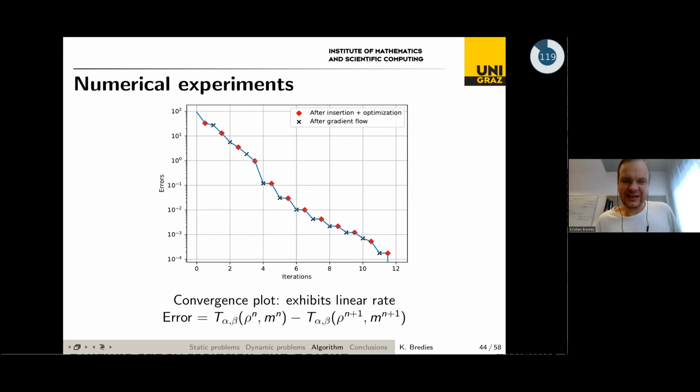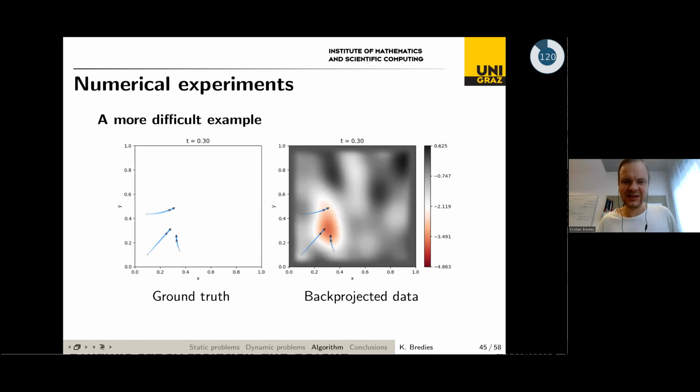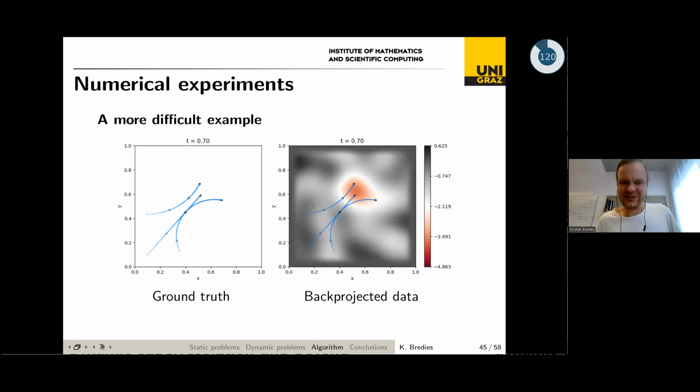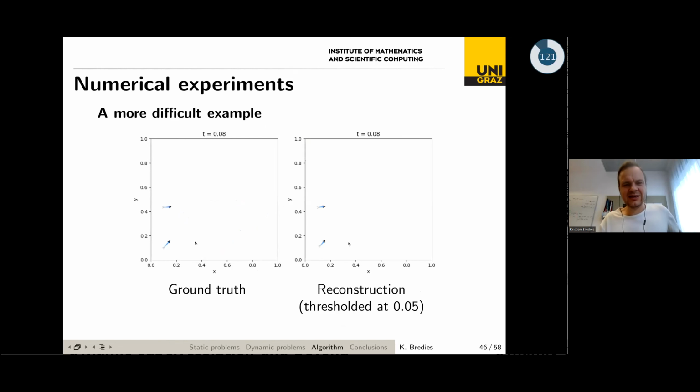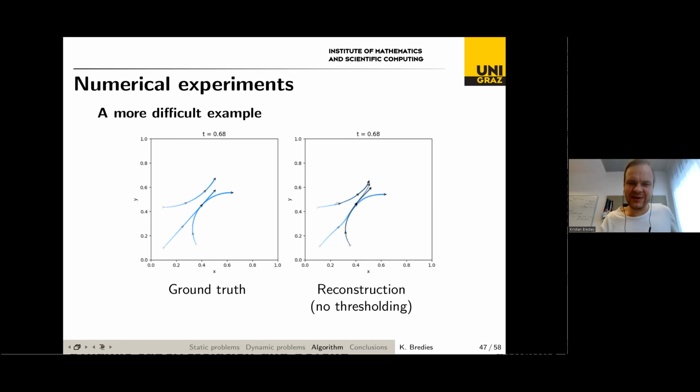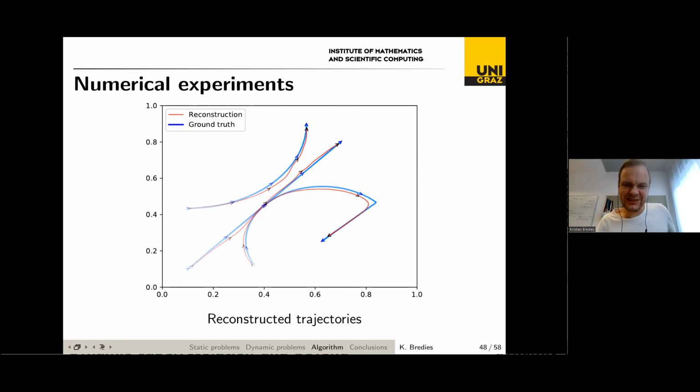You also have a good convergence property of the algorithm because it uses all these tricks that I just introduced, and we can also try to solve more complicated problems with that. Again, here, three curves where two are touching at one point. Sorry that the animation is stuck again at this point. But we try to recover this, and it's recovering quite well. Here's a plot where you can see the reconstruction together with the ground truth, and you can see that this more complicated problem is also solved quite well.